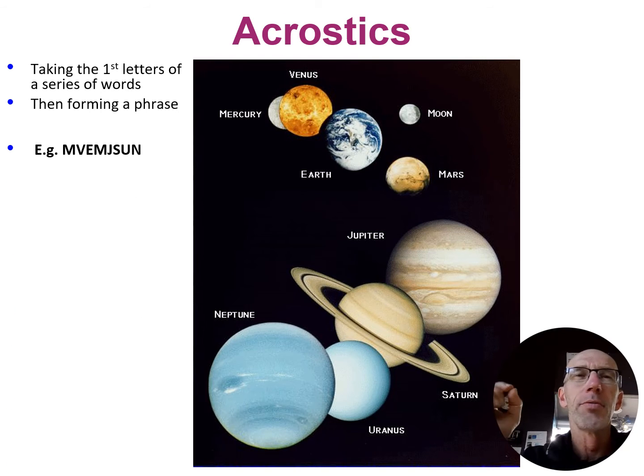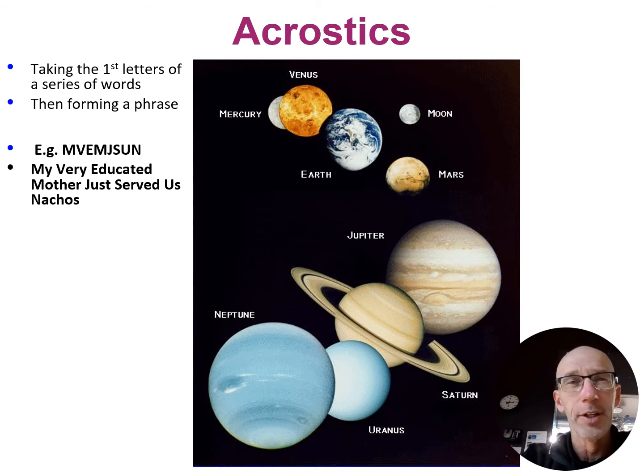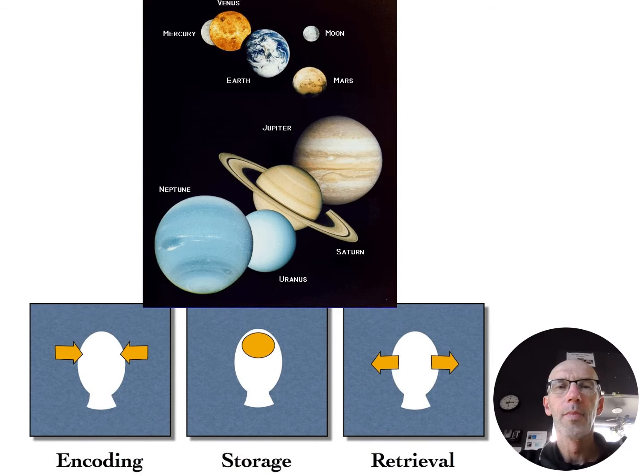So if we want to remember the order of the planets in our solar system, we take the M for Mercury, the V for Venus, the E for Earth, the M for Mars, the J for Jupiter, the S for Saturn, U for Uranus, and N for Neptune. And then with those first letters, we create a memorable phrase. My very educated mother just served us nachos.